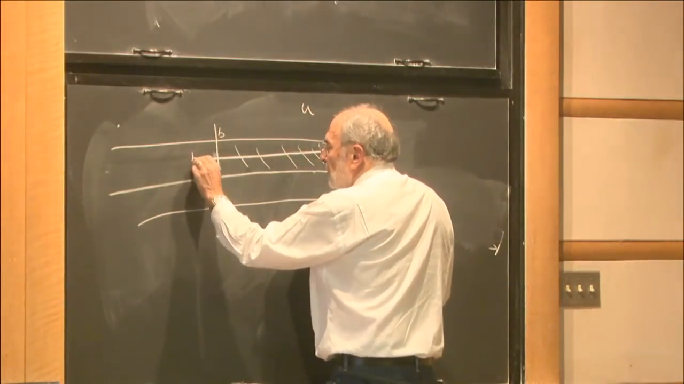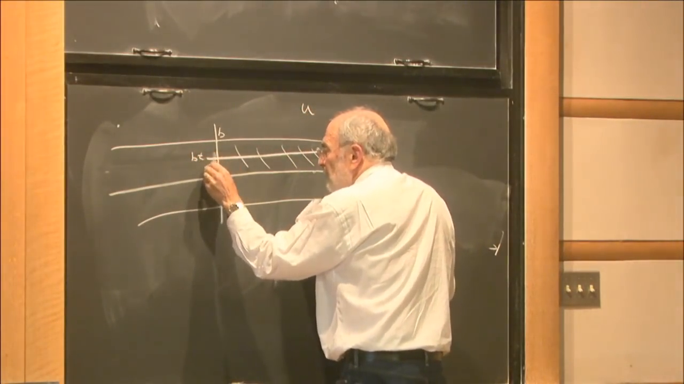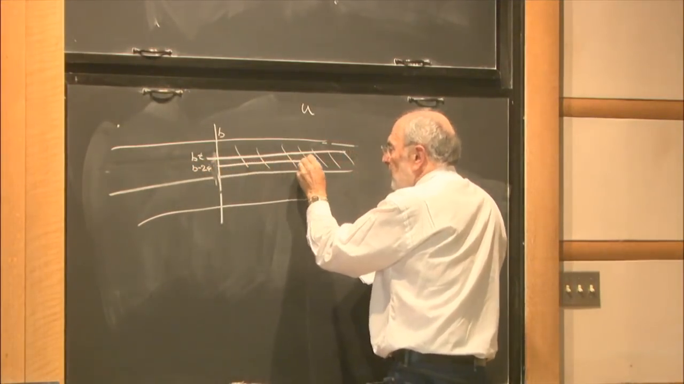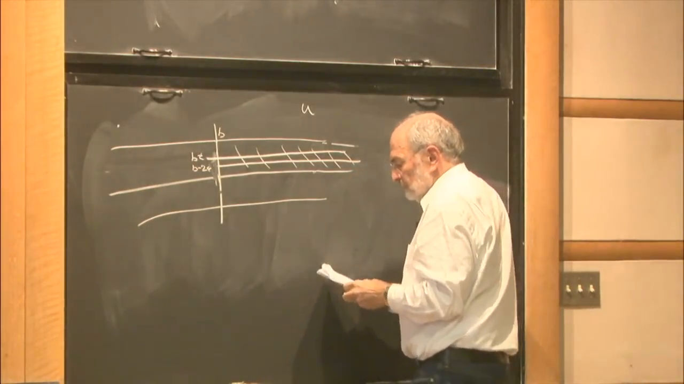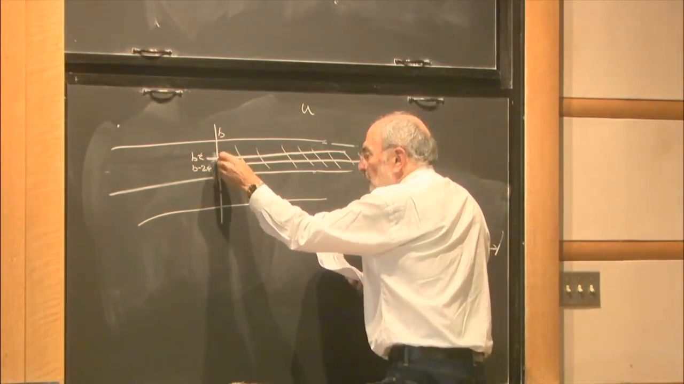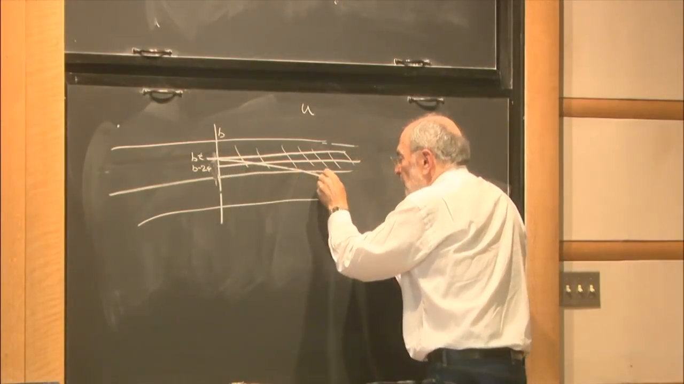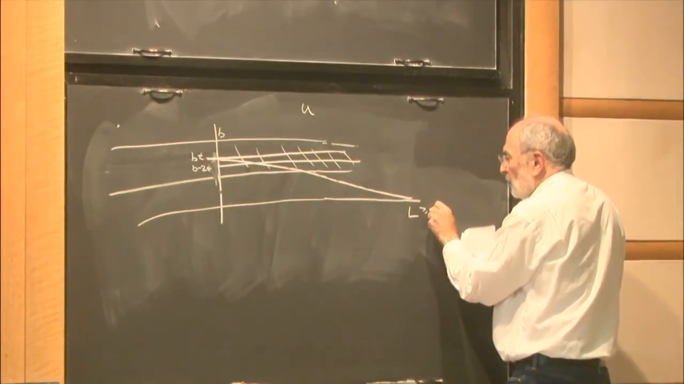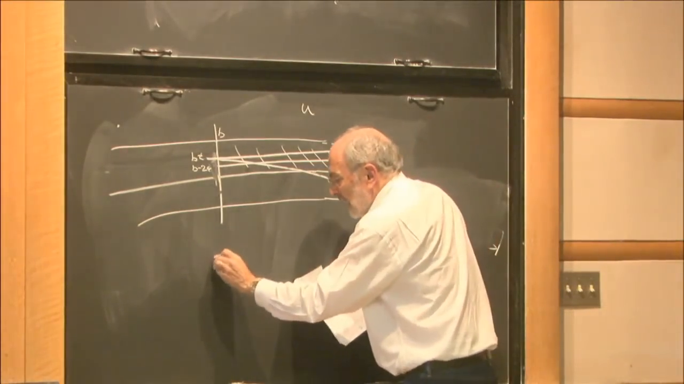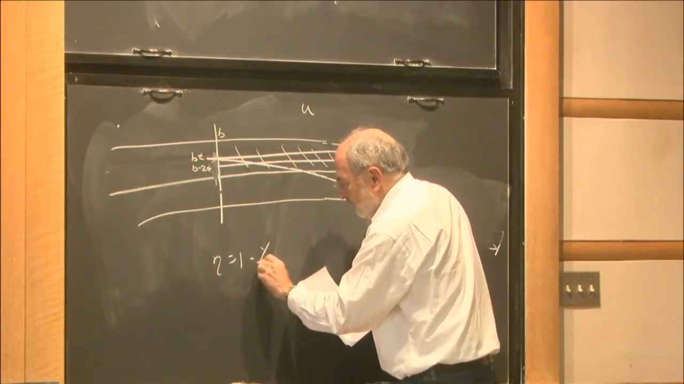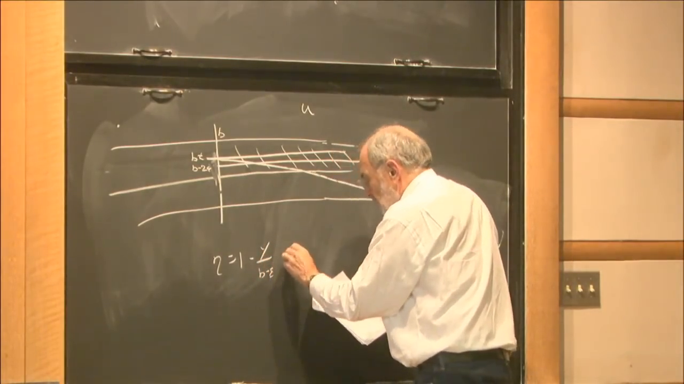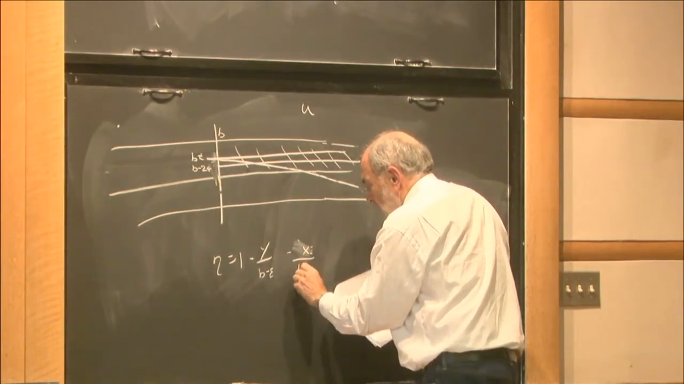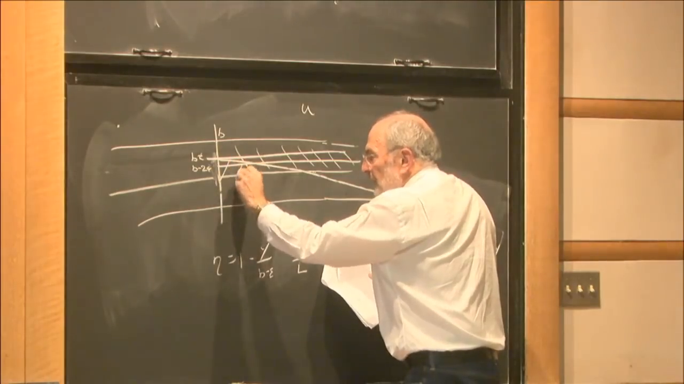What I'm going to do is, if I take this as b minus epsilon, I'll come down just a little bit, b minus 2 epsilon, and take this line, and then take a very, very large value L. Then I'm going to look at the function eta equal 1 minus y over b minus epsilon minus b minus y minus x over L. That function is positive here.